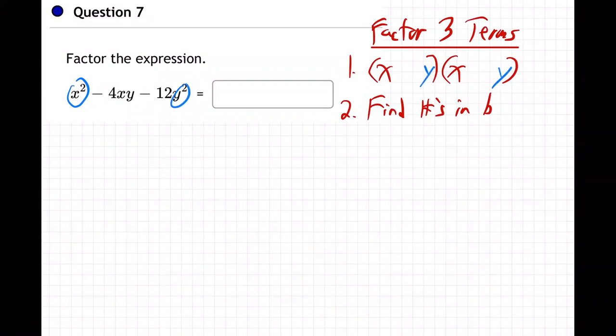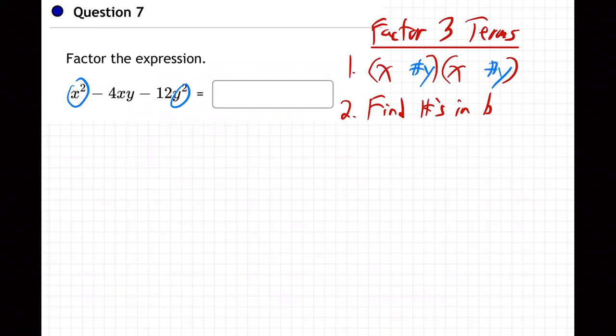So whenever you have x squared in the front, that means you have to have x, because x times x will produce x squared in the front. And if you have y squared in the back, then you got to have y times y in the back to make y squared. And then we're also going to have some kind of number on those y's.